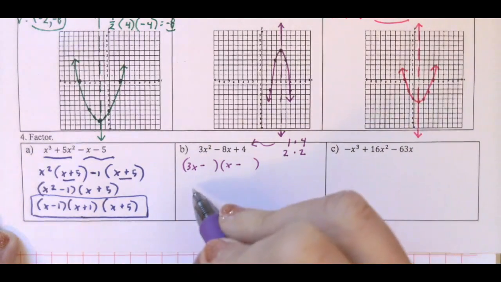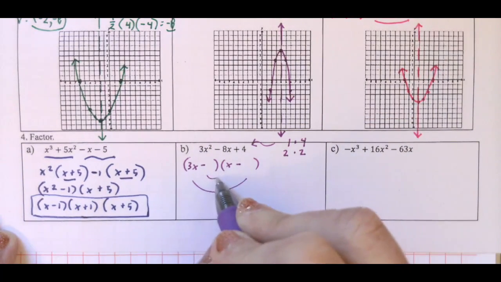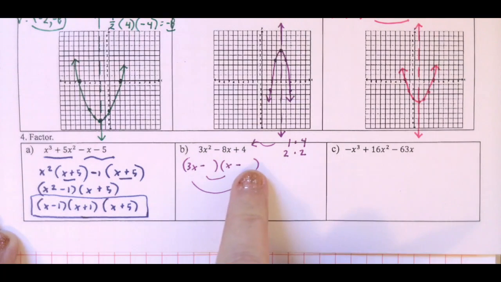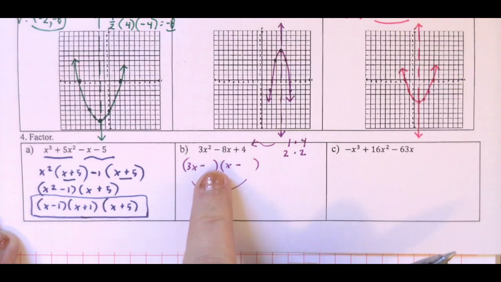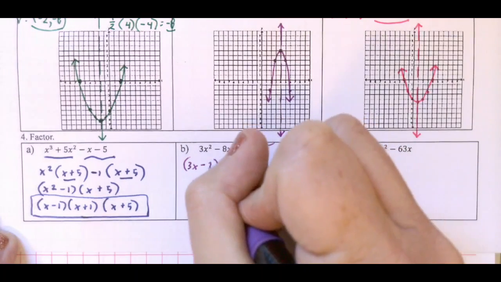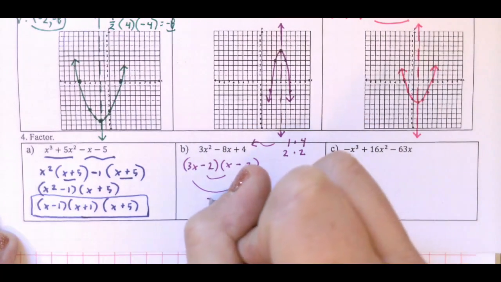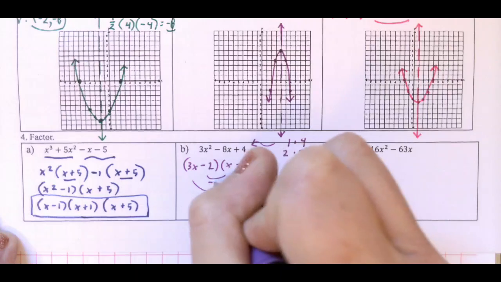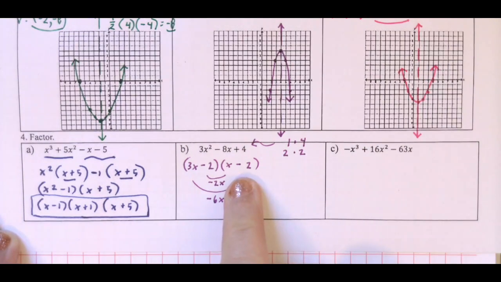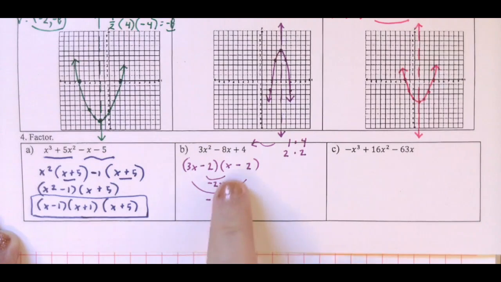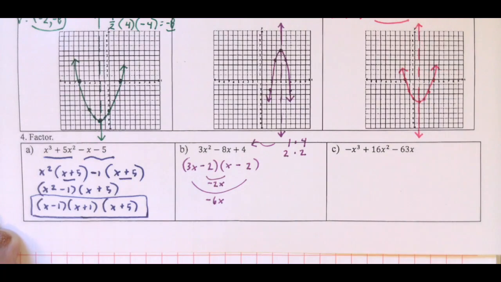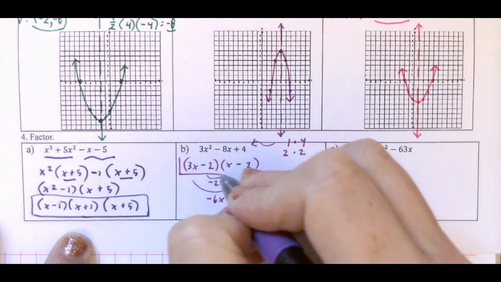And I'm looking at what in the outside and inside will get me to a -8x. So if I tried the 4 and the 1 or vice versa, that option is not going to work. It must be the 2's. Because here I would have a -6x and a -2x, which would get me collectively back to that -8x in the middle. So this has to be my factorization right here.